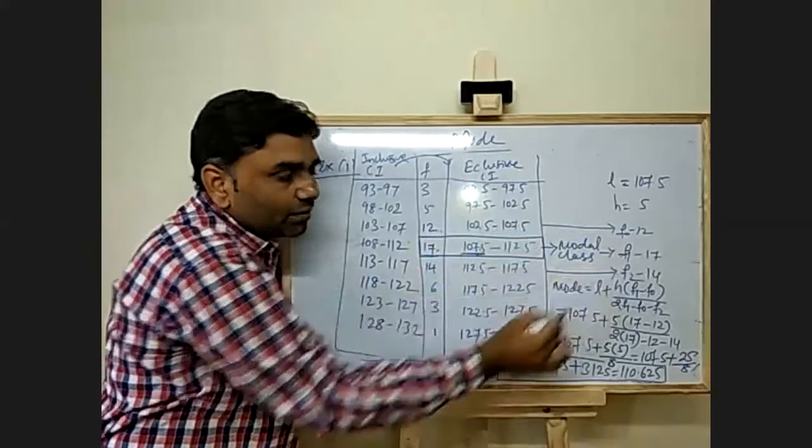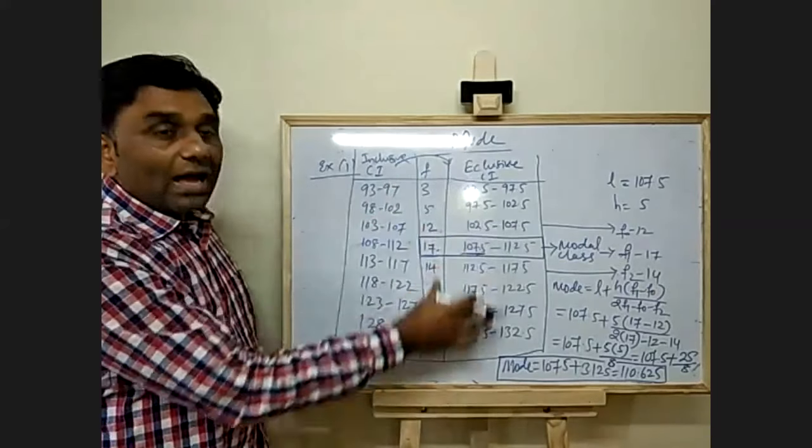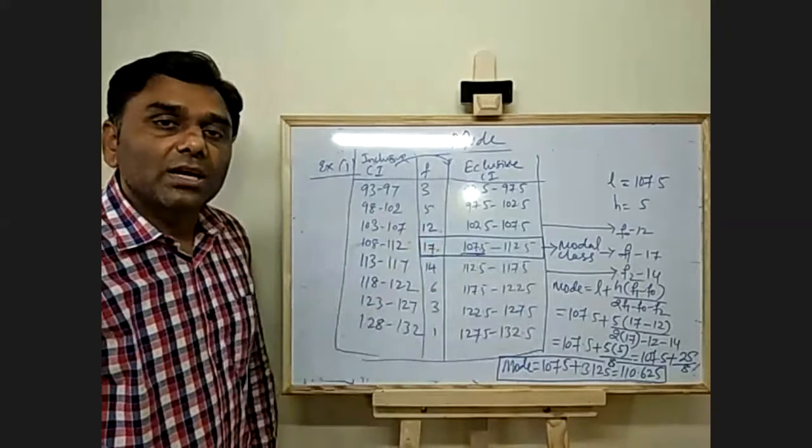Find out mode. So we saw two conditions here. One is value which has occurred maximum number of times and class interval with highest frequency. Only one frequency is highest here. No other class has 17 frequency. Only one class has highest frequency. So this is how we calculate mode for unimodal data.